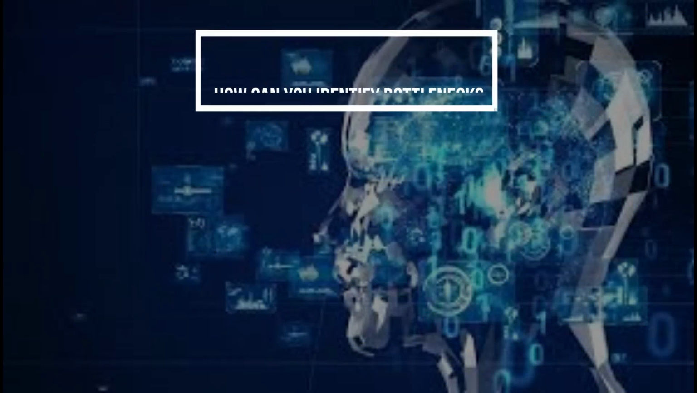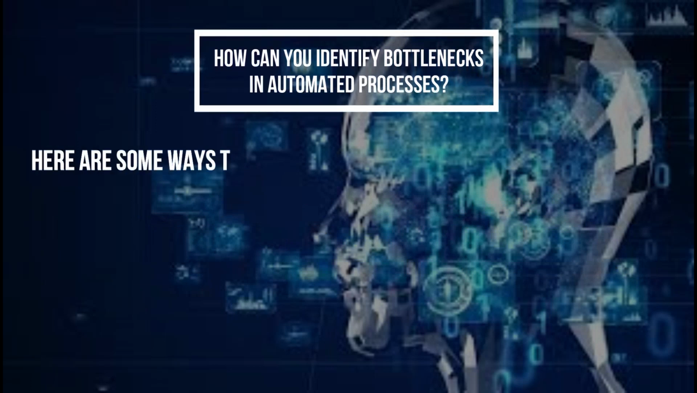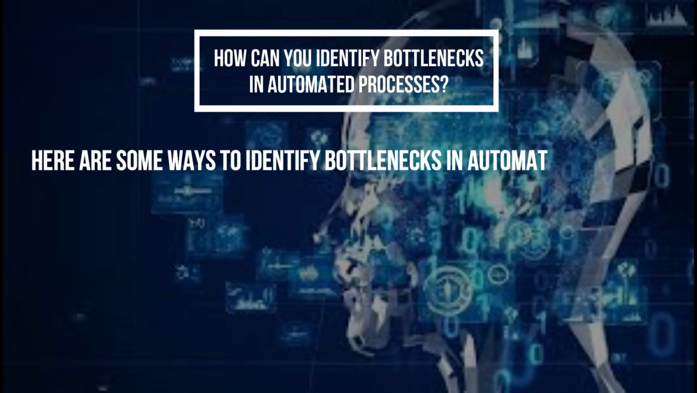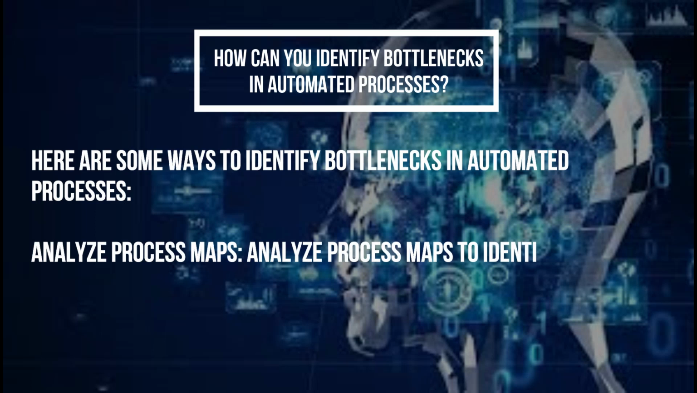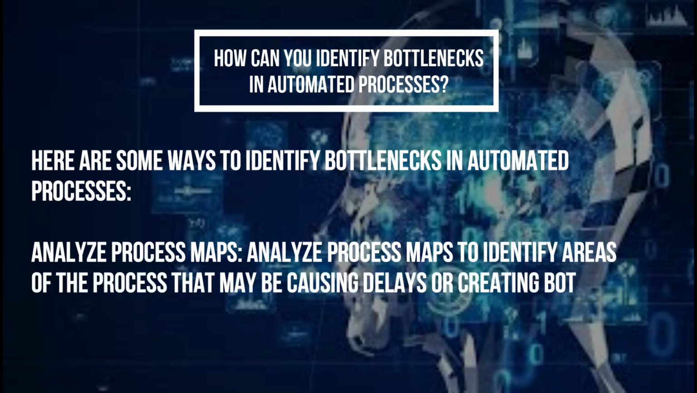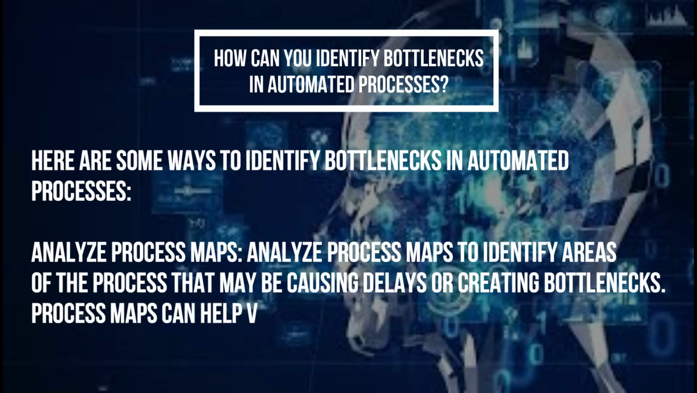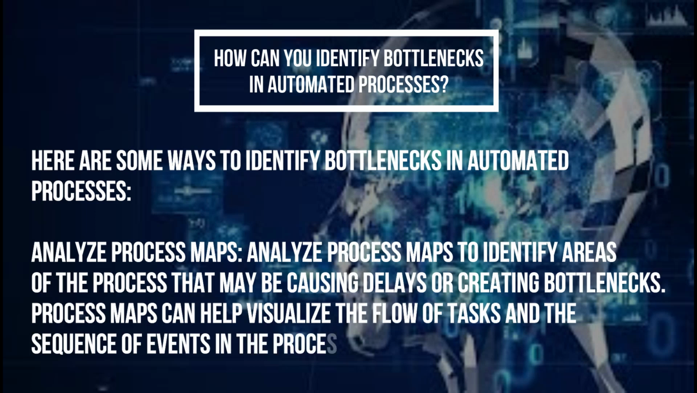How can you identify bottlenecks in automated processes? Here are some ways to identify bottlenecks in automated processes. Analyze process maps. Analyze process maps to identify areas of the process that may be causing delays or creating bottlenecks. Process maps can help visualize the flow of tasks and the sequence of events in the process.